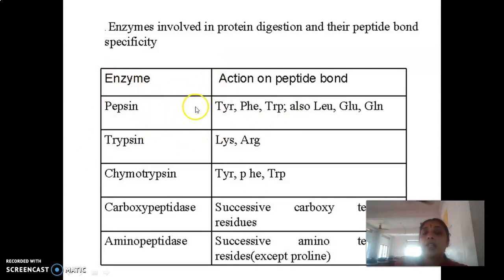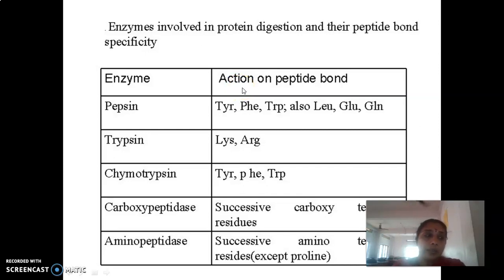That is, wherever pepsin encounters all these amino acids, those peptide bonds will be broken by the pepsin. So pepsin does not act on other amino acids. It mainly acts on the amino acids tyrosine, tryptophan, phenylalanine, that is, aromatic amino acids, and also leucine, glutamic acid, and glutamine. So these are the amino acids primarily subjected to the proteolytic action of pepsin. Okay, so that is how the digestion is happening in the stomach.